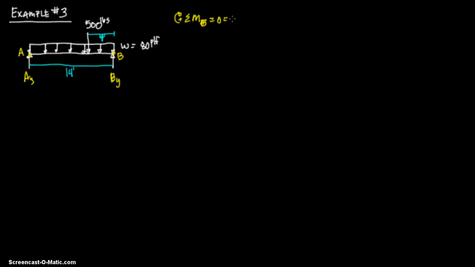And you go from left to right. We said that's positive, so you're going to have a positive AY times 14 foot. And then you have to figure out what your equivalent distributed load is, which I need to get my calculator out, but it's going to be 500 pounds times 14 foot, which is going to be 7,000 pounds, I believe. Yeah, that makes sense. 14 times 500 is 7,000 pounds.